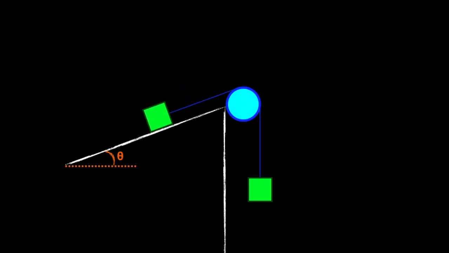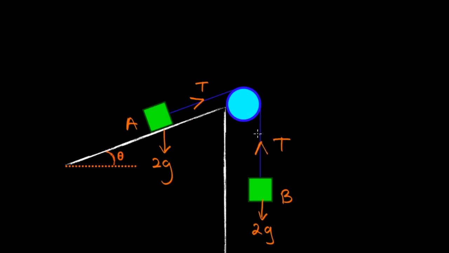Let's now have a look at the pulley problem on the inclined plane. Let's say that the mass of each block A and B is 2 kilograms, and so the weight of each block is 2g. We have a tension in both ends of the string pointing towards the pulley, and again the tensions are equal. We also have the normal reaction force acting on A perpendicular to the inclined plane. In this case, R is not going to equal the weight, but it's going to equal the component of the weight that is perpendicular to the incline.